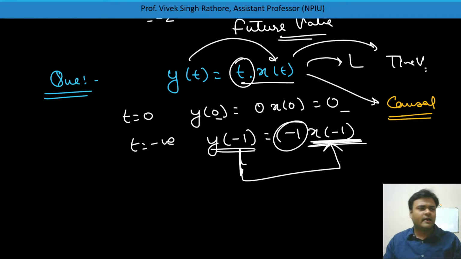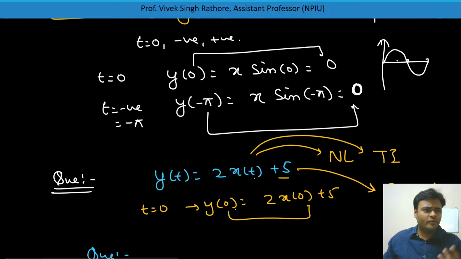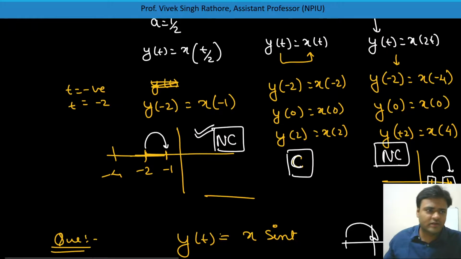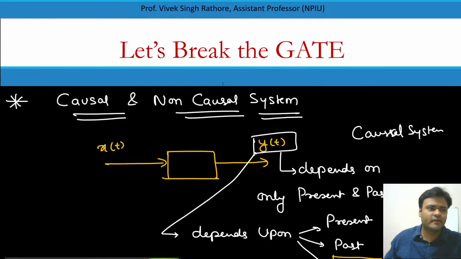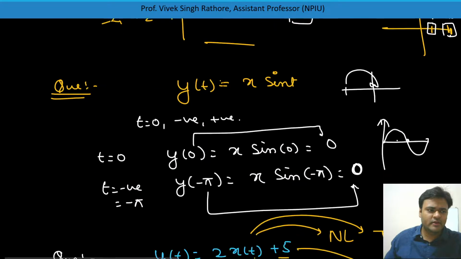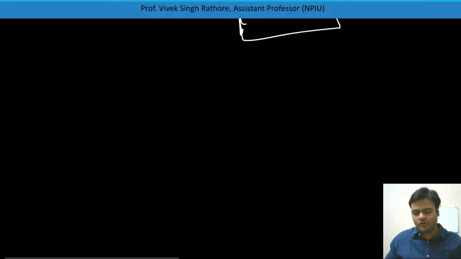I hope you are comfortable with causal and non-causal systems, how to judge them and how to solve them. In the exam you must be comfortable. So for this lecture, this much only. We'll meet in the next lecture and discuss some more types of systems, like static and dynamic systems, what are stable and unstable systems, and what are invertible and non-invertible systems.